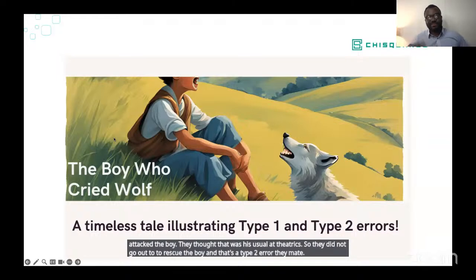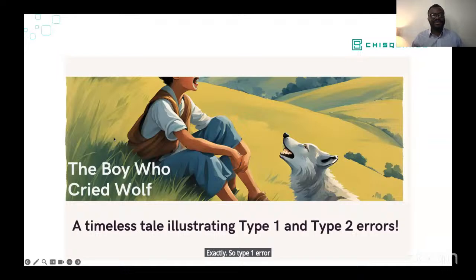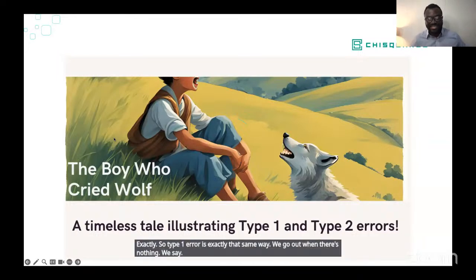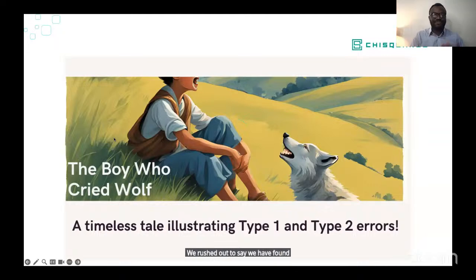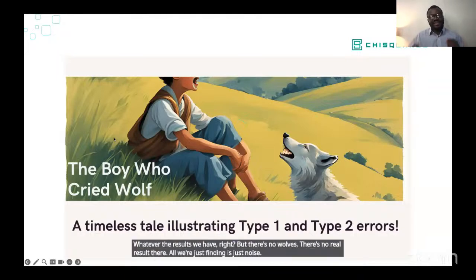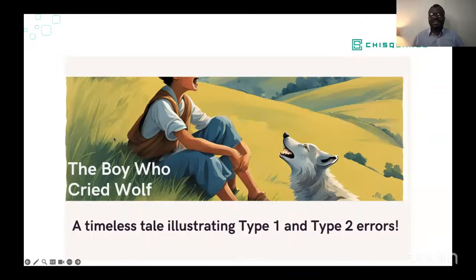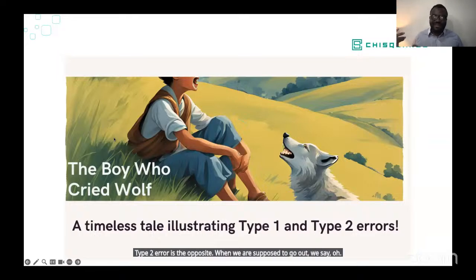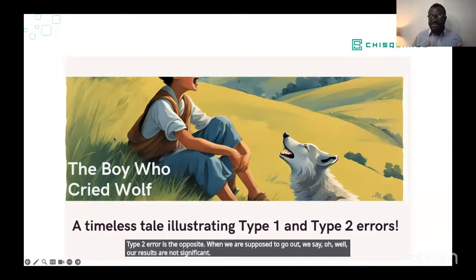Exactly. So type 1 error is exactly that same way. We go out when there is nothing. We say, oh, our result is significant. Here's the p-value. Wow, look at the evidence we have. We rush out to say we have found the gold, the cure to cancer, with whatever result we have, right? But there's no wolf. There's no real result there. All we're finding is just noise. Type 2 error is the opposite. When we are supposed to go out, we say, oh, well, our results are not significant. But are you sure? Are you sure the results were not significant?